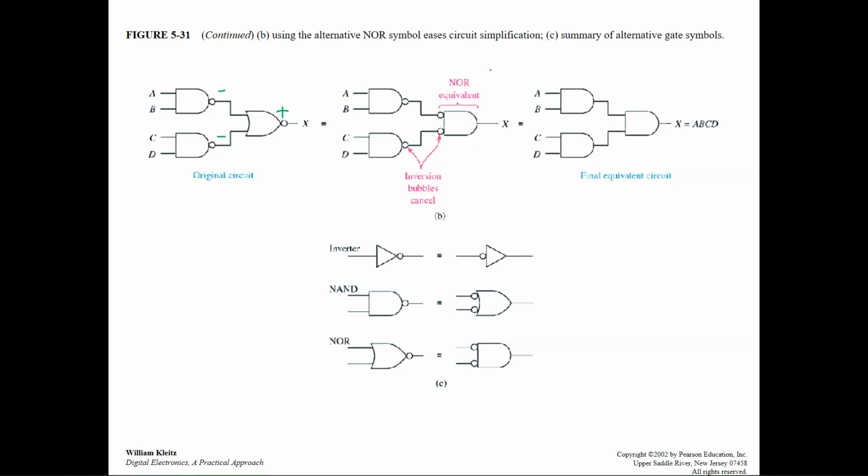So if we're going to ease circuit simplification, that's what they're doing here at B. You've got your original circuit, so let's simplify it out. They say let's invert the signals from C and D to make this a NOR equivalent, by making sure that the signals are inverted to this AND gate. So the inversion bubbles will cancel and I'll still get my positive outcome. So essentially this ends up becoming 3 AND gates. Does it make sense?